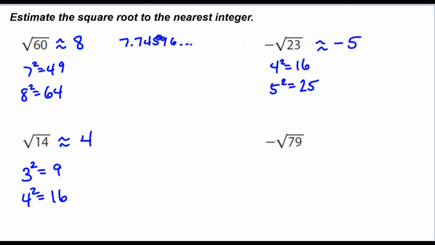And then the negative square root of 79. 79 is in between the perfect squares of 64 and 81. So the square root is going to be between 8 and 9. And since we're asking for the negative root, I'm going to say it's closer to negative 9. So that's estimating square roots by using your perfect squares.